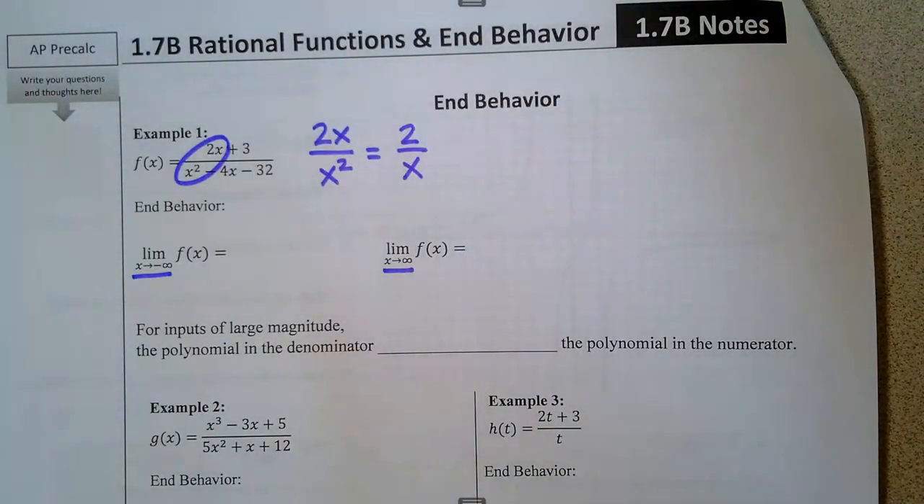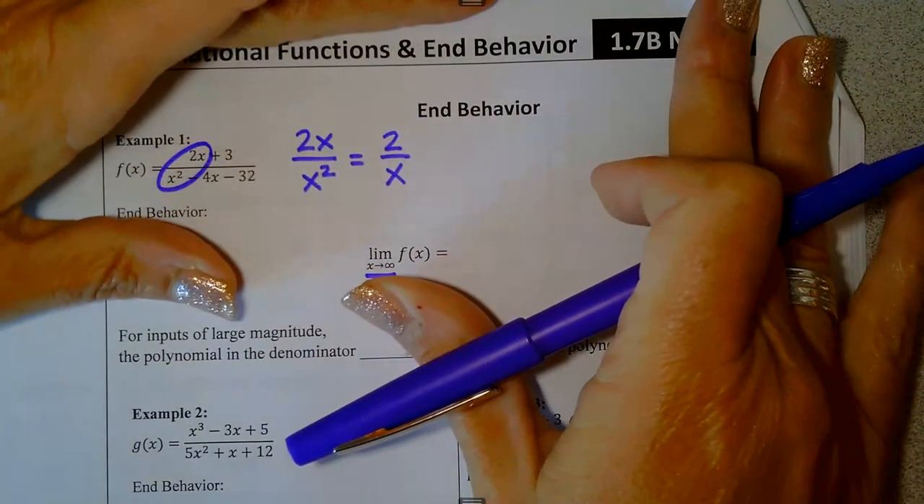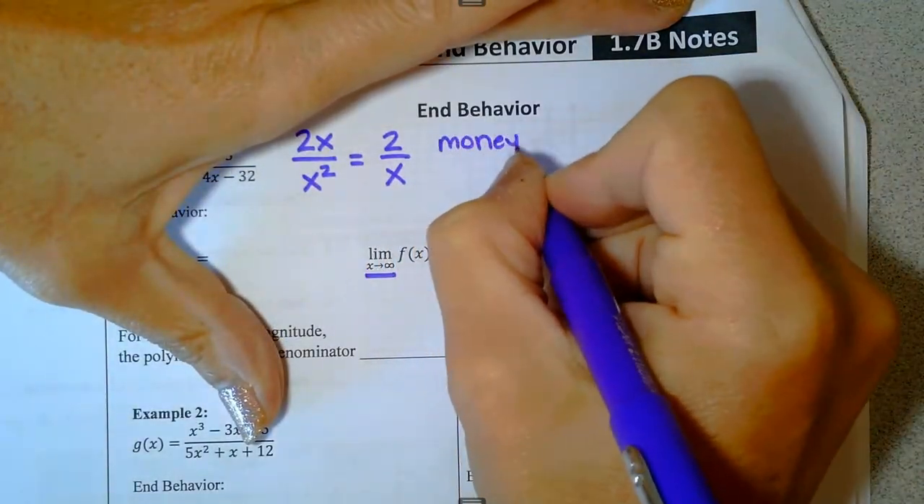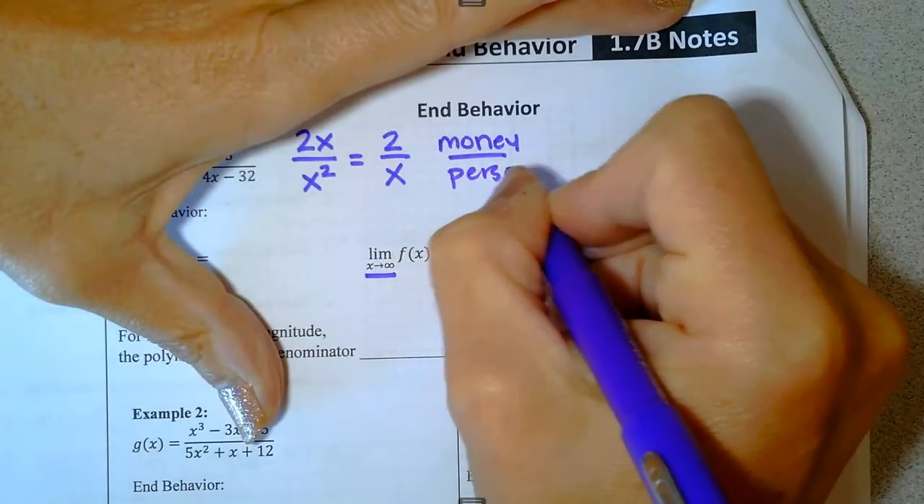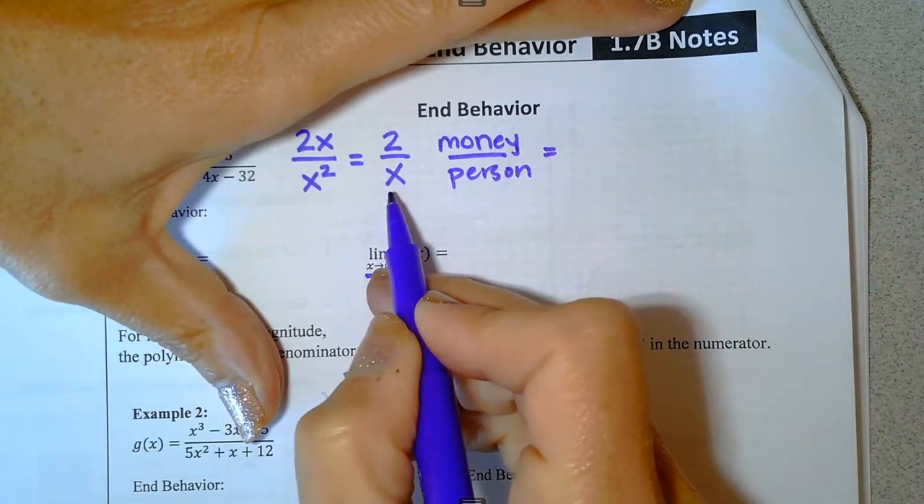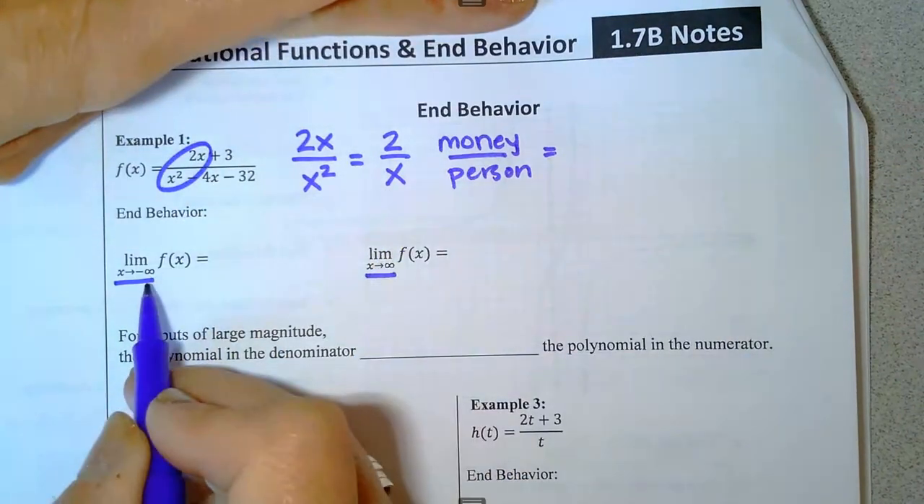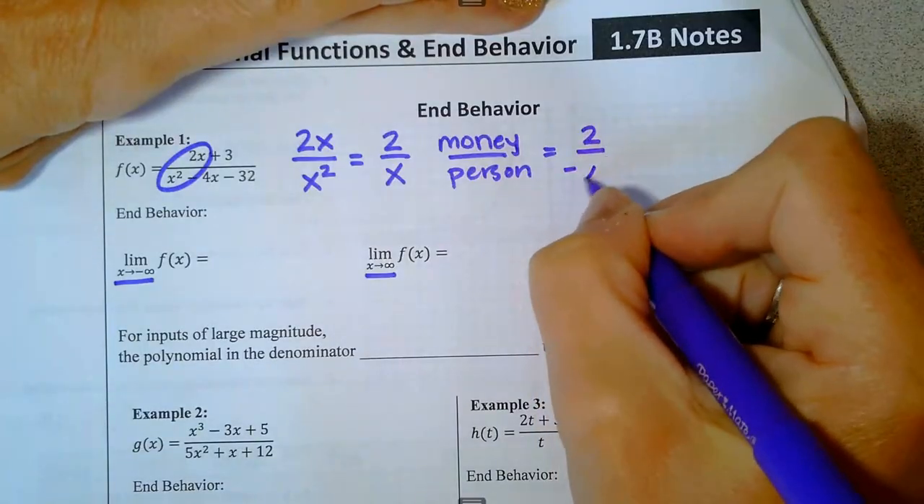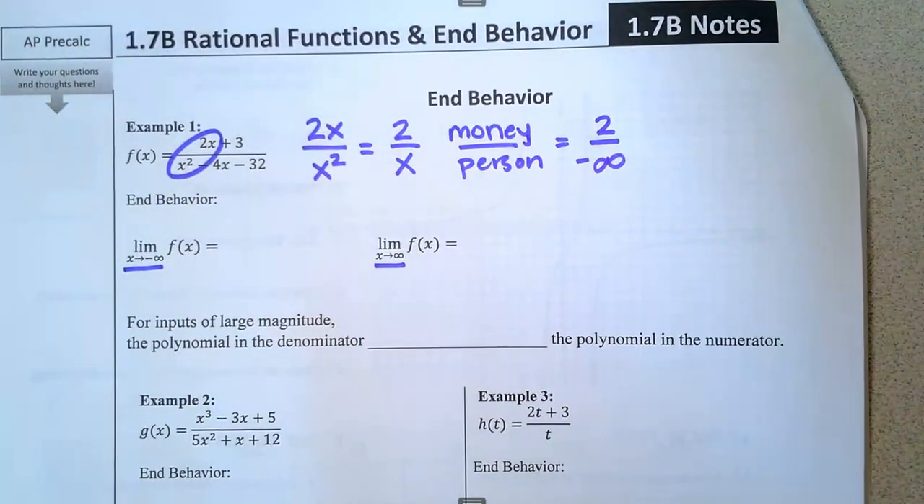Okay, so now there's only 3 options, and you're going to want to memorize them. But if you forget them, here's a little way to remember it, and it's kind of cheesy. Think of money per person. If I put in infinity for x, and down here I put in negative infinity for x, so what is 2 divided by negative infinity?